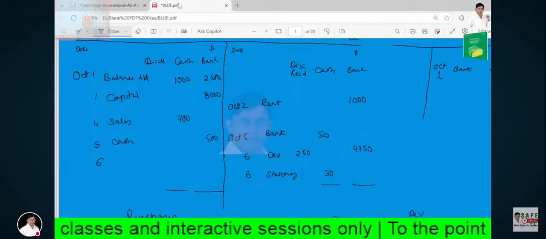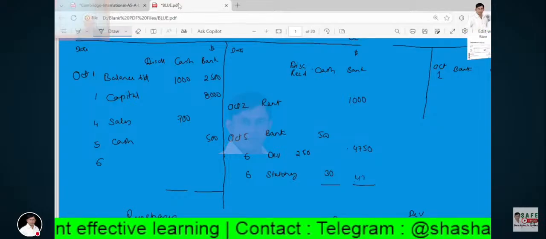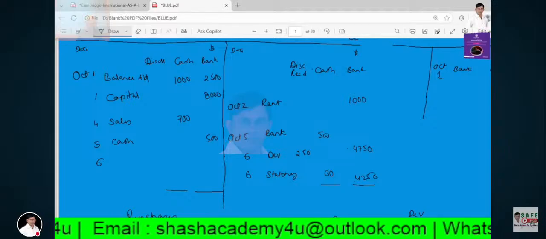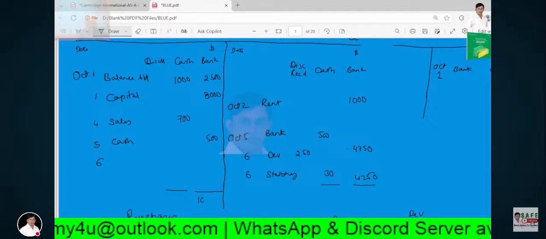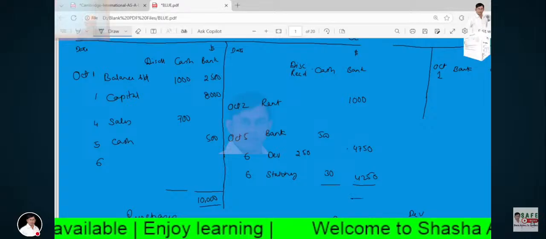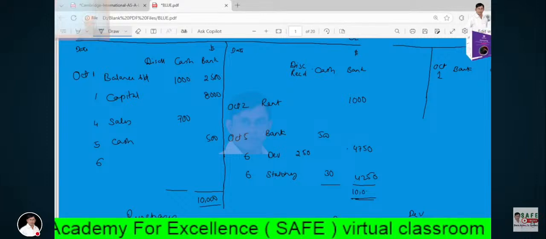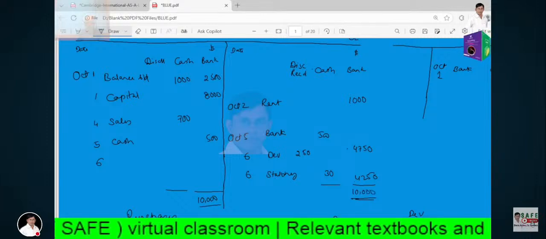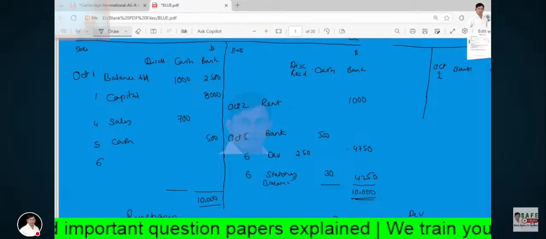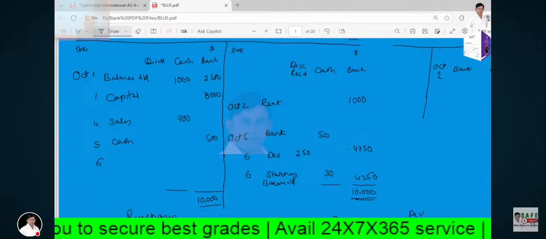So what you have to do? 4,250 you have to write here, so that the total of both the sides becomes the same. So this side is also 10,000. This side is also 10,000. And this is called balance carried on.